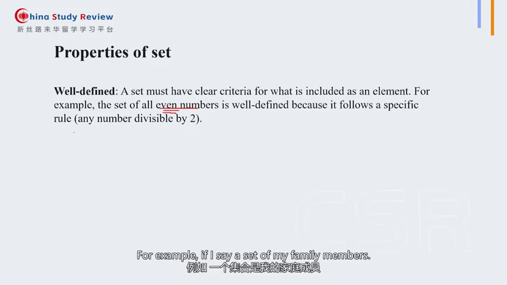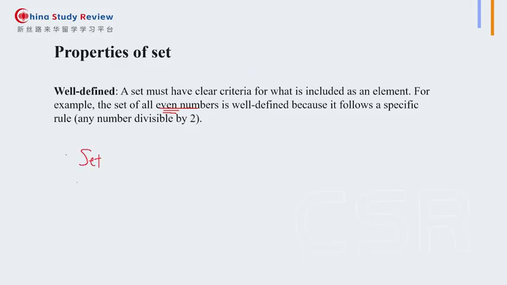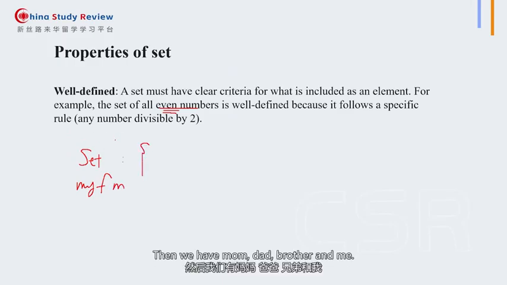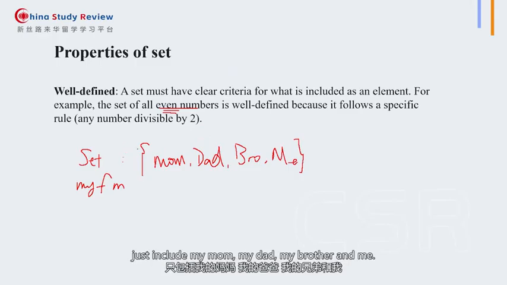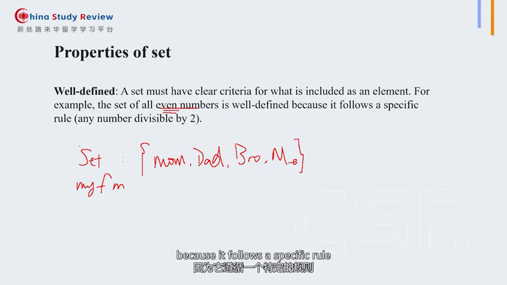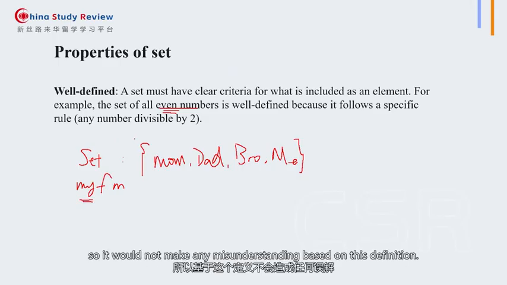For example, if I say a set of my family members, then we have mom, dad, brother, and me. This is well defined because my family members include just my mom, my dad, my brother, and me. You can see that it is well defined because it follows a specific rule: the elements of the set must be real members of my family. And I have made it clear that it is my family, so it will not cause any misunderstanding based on this definition.